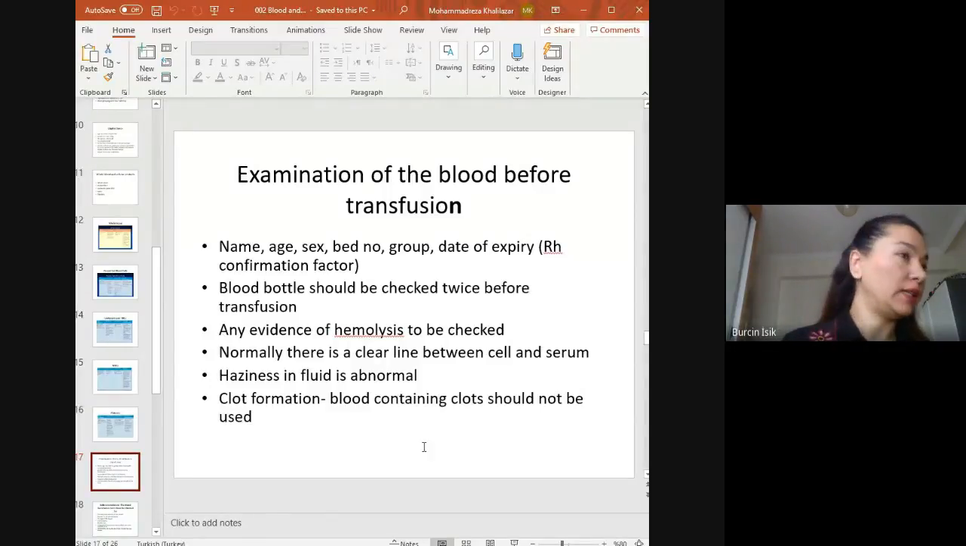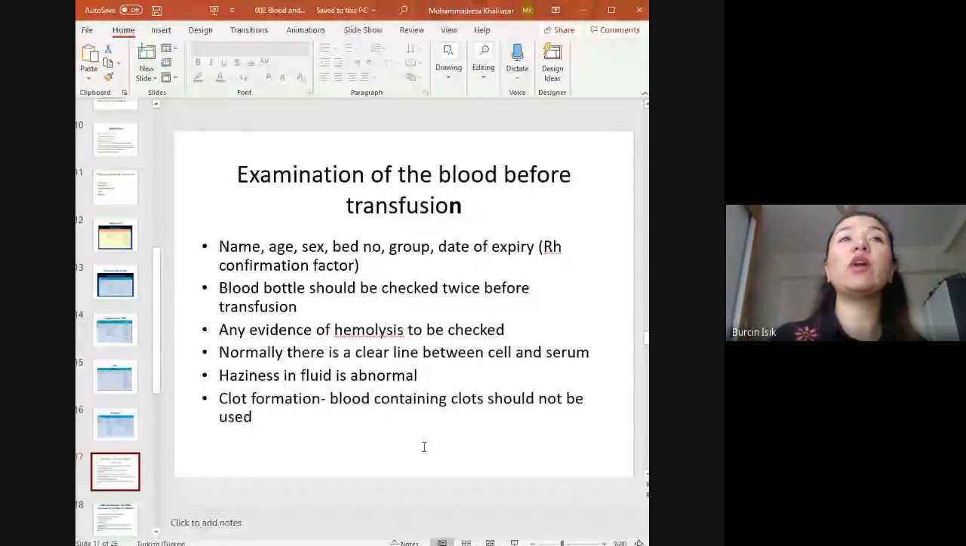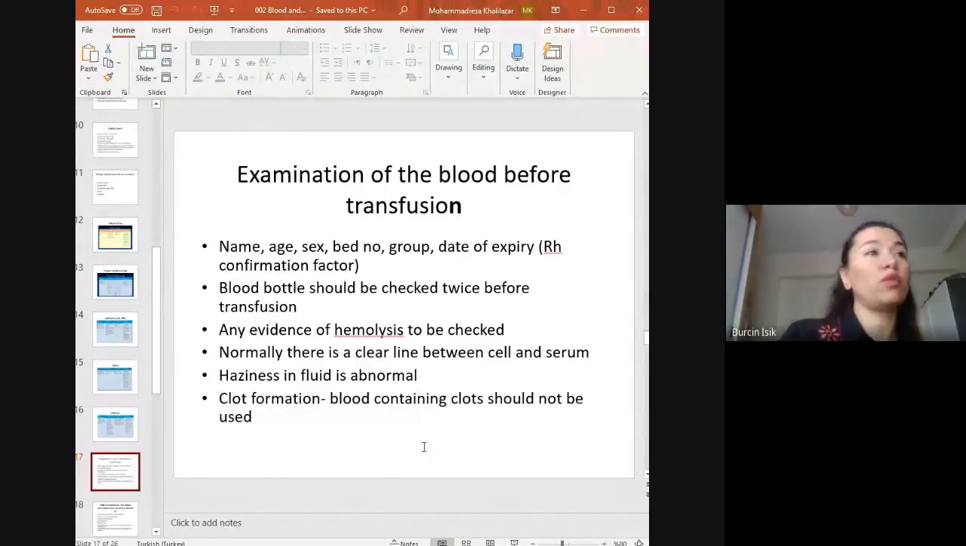Another thing is the examination of the blood before transfusion. I said the name, age, sex, blood, physician orders. The blood bottle should be checked twice, not once, because maybe you are doing it wrong. Check for hemolysis: there should be a clear line between the cells and the serum, and there should be no clot formation. Blood containing a clot should not be used.